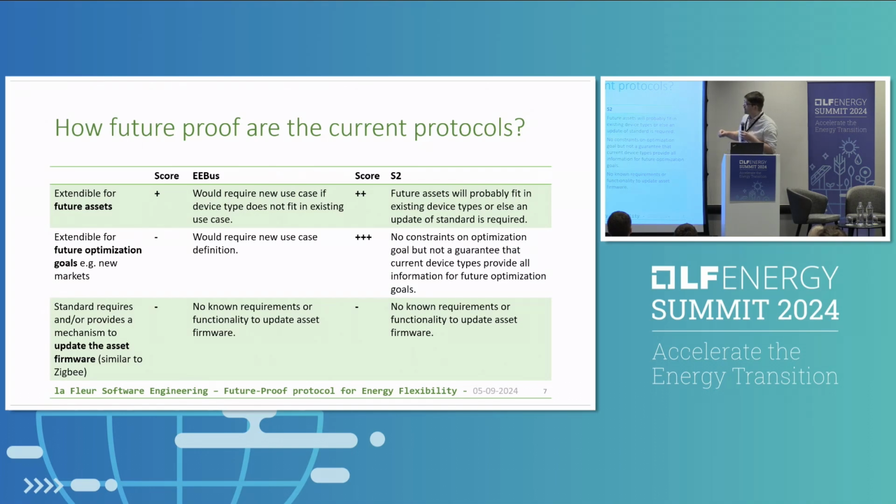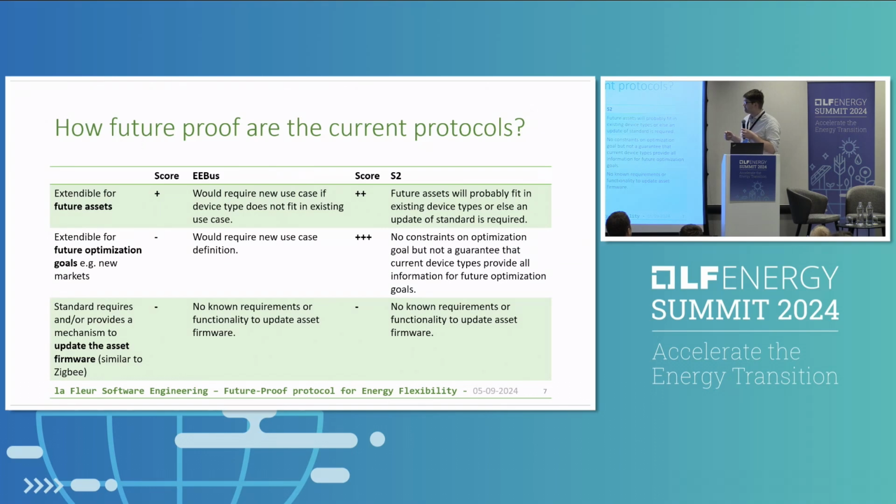With the second row, we look at introducing a new optimization goal. With EEBUS, because it's centered around optimization goals with the use cases, every single new use case would require a change to the protocol. With S2, there's no mention of optimization goals or constraints inside of the protocol whatsoever. So this one is a bit more future-proof in this specific regard, where if you want to optimize in a different way, for instance, when a new market gets introduced, which in the Netherlands is an actual example, we are introducing a new market called GOPACS, a new energy market, it would require a change on the EEBUS side, but not on the S2 side.